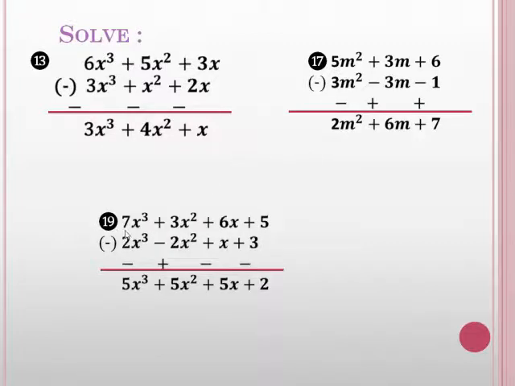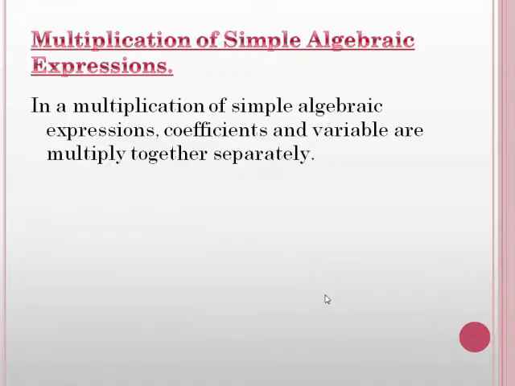Question number 19 is 7x cube plus 3x square plus x plus 5. The second expression is 2x cube minus 2x square plus x plus 3. Firstly, we change their signs. Minus becomes plus, plus becomes minus, and again plus becomes minus. So plus 5 minus 3 is plus 2, plus 6x minus 1x is plus 5x, plus 3x square plus 2x square is plus 5x square, and plus 7x cube minus 2x cube, we get the answer 5x cube.